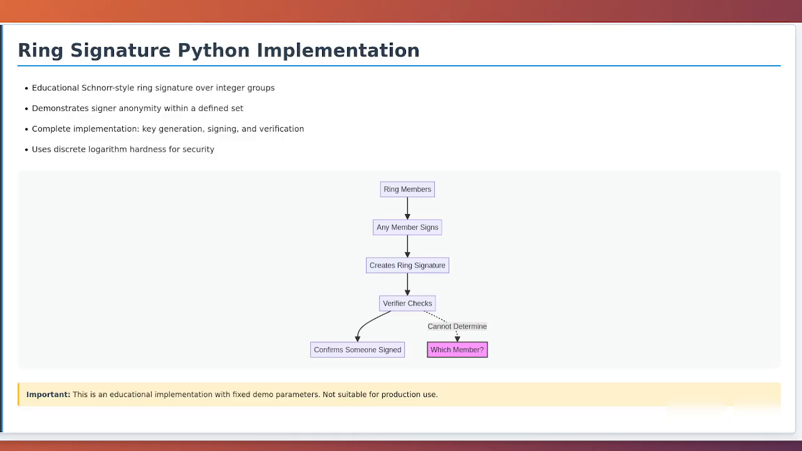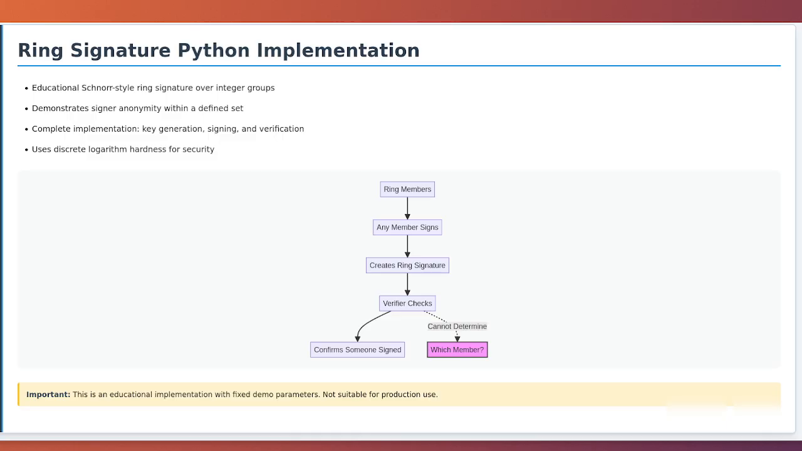Today we're diving into a fascinating Python implementation of ring signatures, which is a cryptographic primitive that provides signer anonymity. This implementation demonstrates how one member of a group can sign a message on behalf of the group without revealing which specific member actually created the signature. Think of it like a petition where any board member can sign on behalf of the board, but observers cannot determine which board member actually signed it.